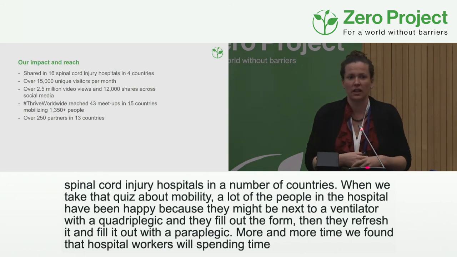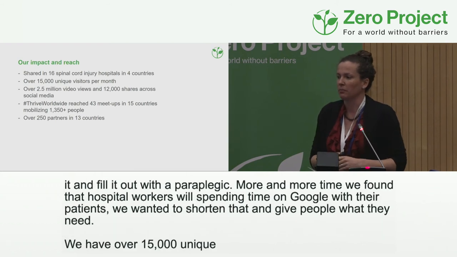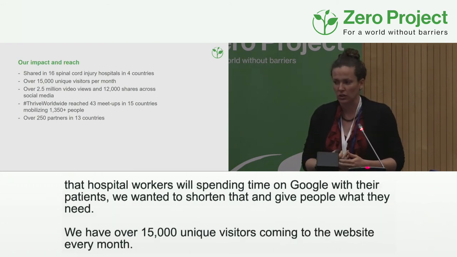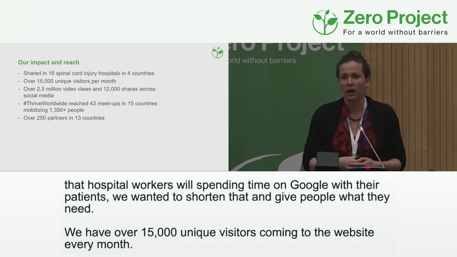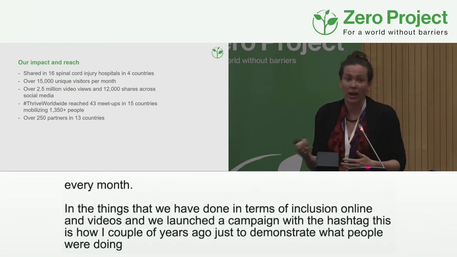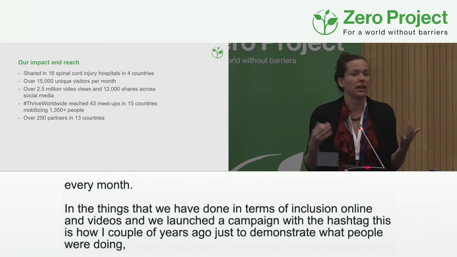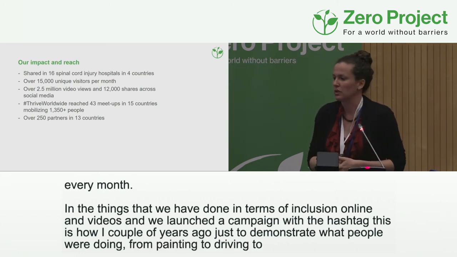We have over 15,000 unique visitors coming to AbleThrive.com every month. And in the things that we've done in terms of inclusion online and videos, we launched a campaign with the hashtag ThisIsHowI a couple years ago just to demonstrate what people were doing. Everything from painting to driving to, you know, anything that anyone wanted to share that people thought they didn't do or assumed they wouldn't be able to do.